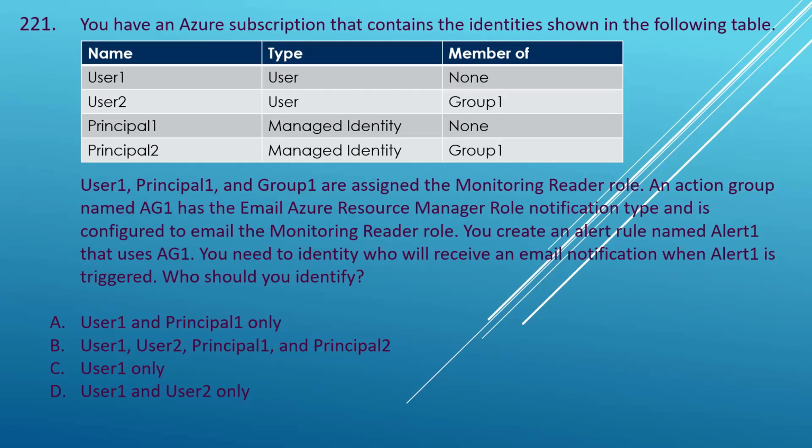An action group named AZ-1 has the email Azure Resource Manager role notification type and is configured to email the monitoring reader role. You create an alert rule named alert1 that uses AZ-1. AZ-1 is the action group. You need to identify who will receive an email notification when alert1 is triggered. Who should you identify? Your options are user 1 and principal 1 only, user 1, user 2, principal 1 and principal 2, user 1 only, user 1 and user 2 only. And friends, the correct answer here is option D, user 1 and user 2 only.